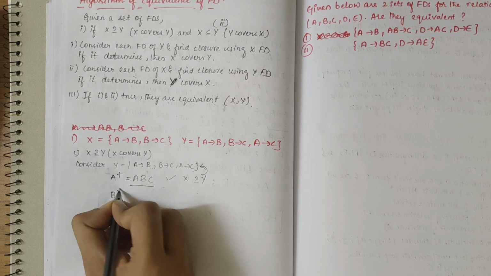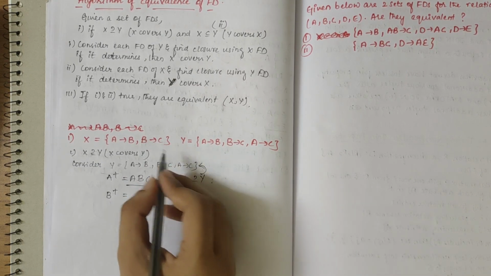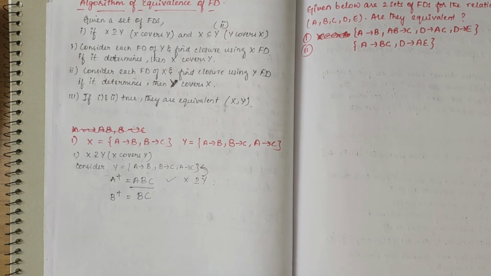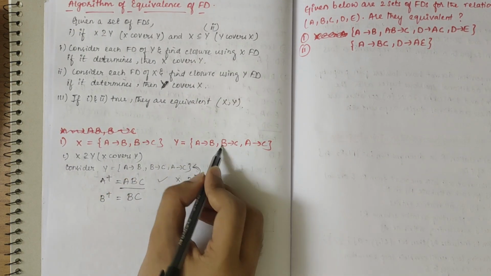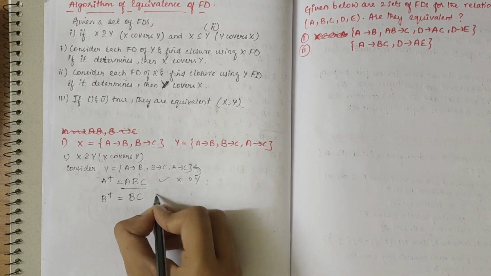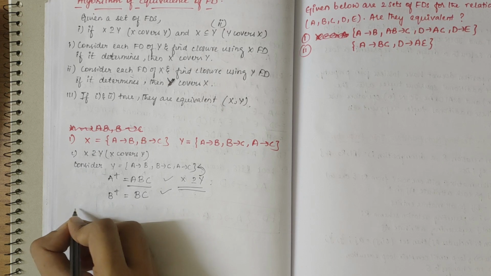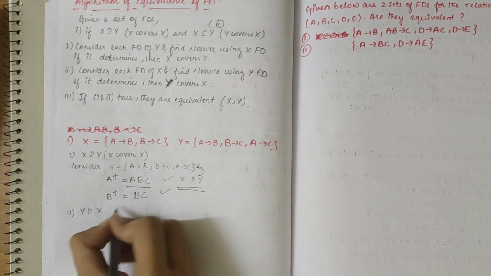Looking into B closure, I have B closure is B firstly and then C, right? B closure is B and C. Here B determines C, B determines C. So this is again X covers Y. These two are true. Now I'll check for Y covers X.